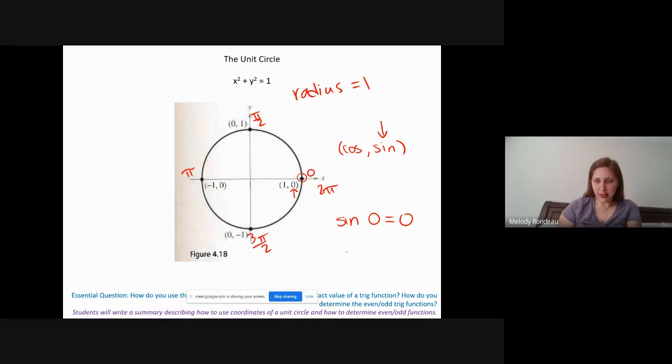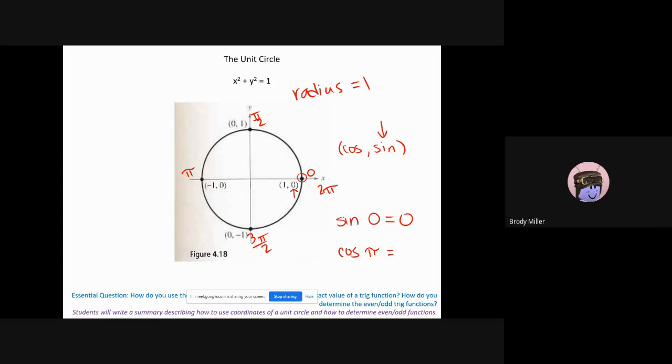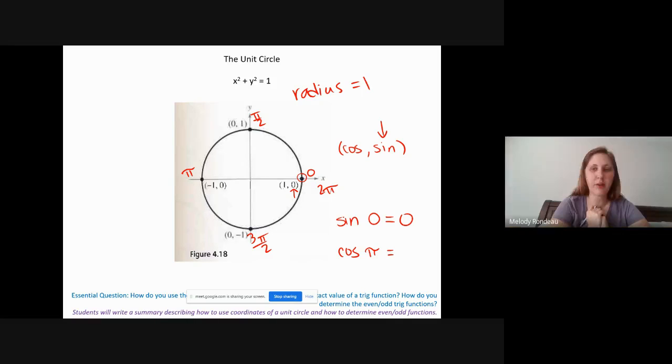Now I want you to try, see if you can pop this into your answers. I want the cosine of pi. What would the cosine of pi be? Everybody put that in the chat, cosine of pi. Nothing yet. Not everybody was here on Friday. Still waiting.